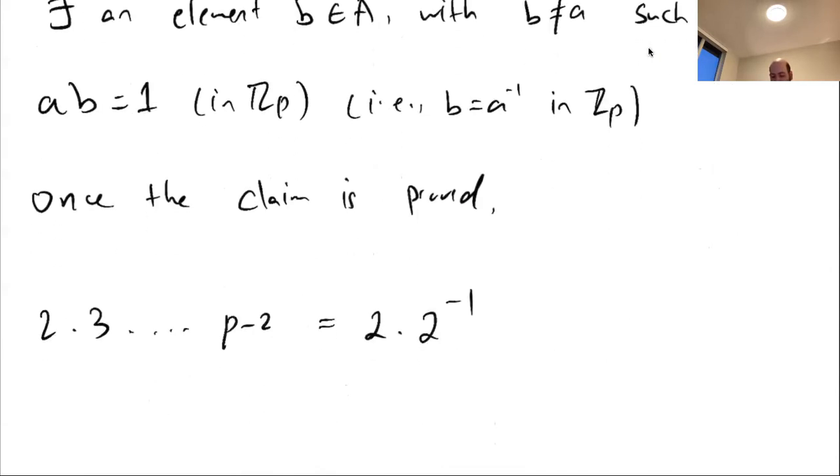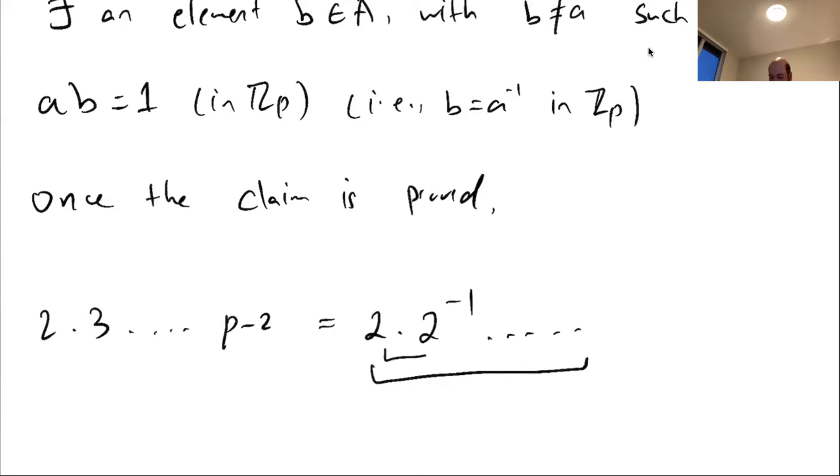So when I multiply all the numbers in A, 2 to P minus 2, 2, according to the claim, has 1 inverse in A. I don't know which number, I just know one of the numbers in A is the inverse of 2. So 2 is paired up with the inverse of 2, and then 3 with the inverse of 3, and so on.